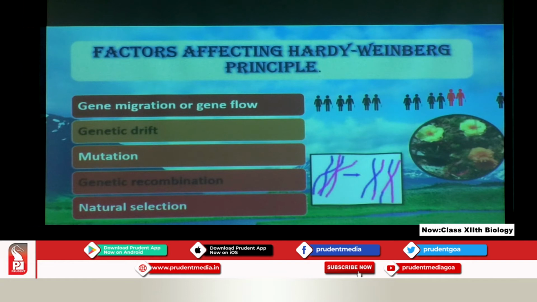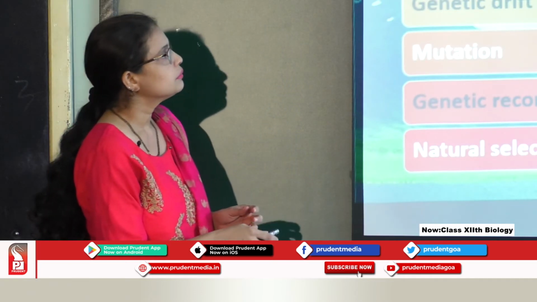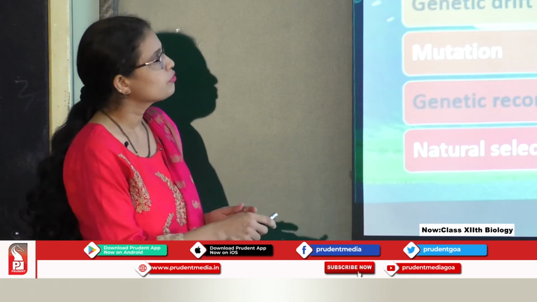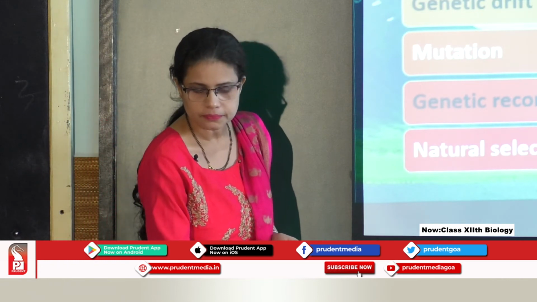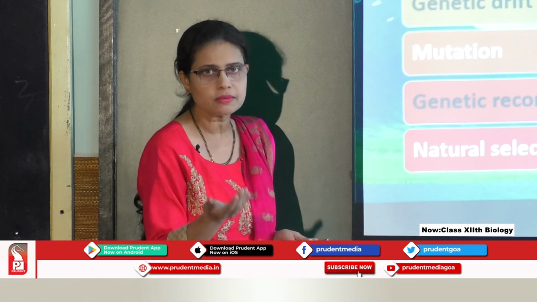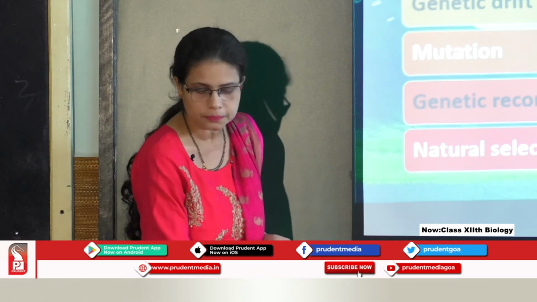Last but not the least is natural selection. Depending on what the situation of the environment is at that time, nature is going to select the fit over the unfit. And that is why we say the Hardy-Weinberg equilibrium is affected by this factor. So this is an essay kind of note which can be asked for 3 marks, or if you are giving some examples, it could also be asked for 4 or 5 marks depending upon the pattern of the question paper.